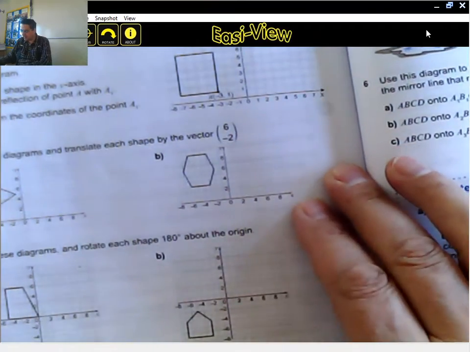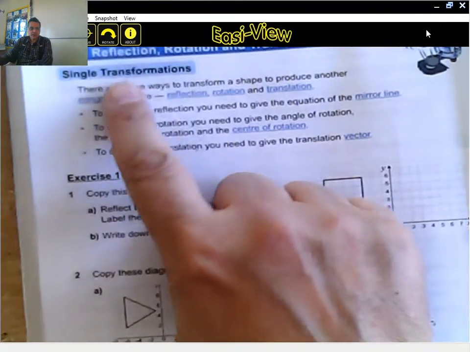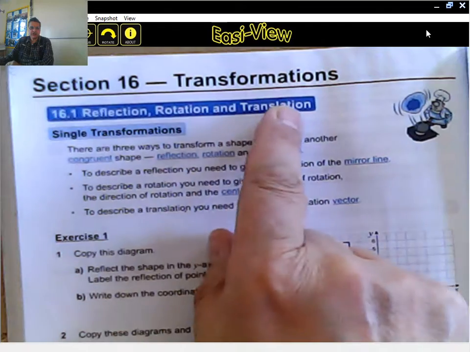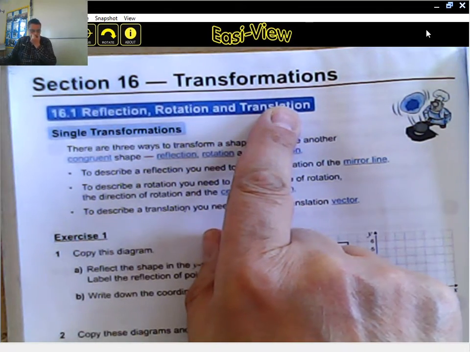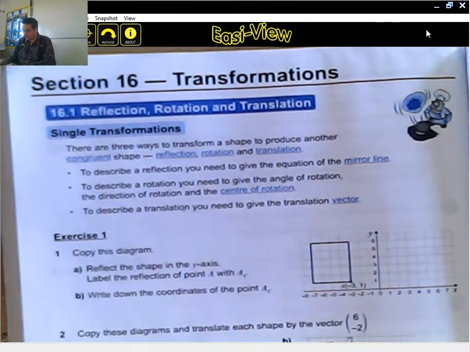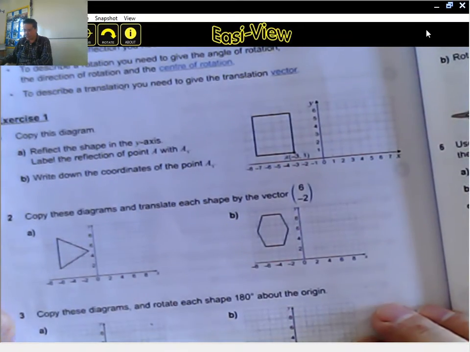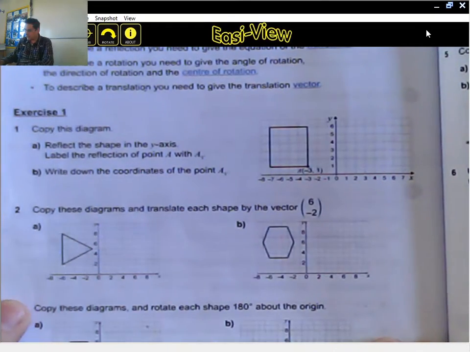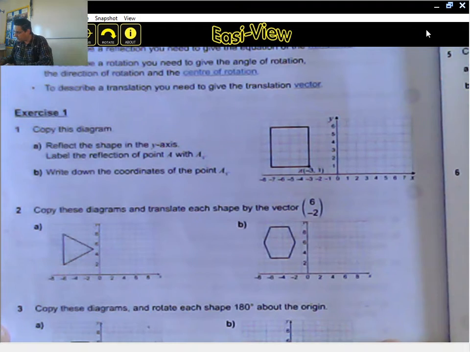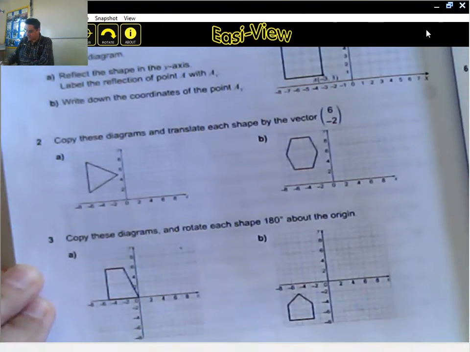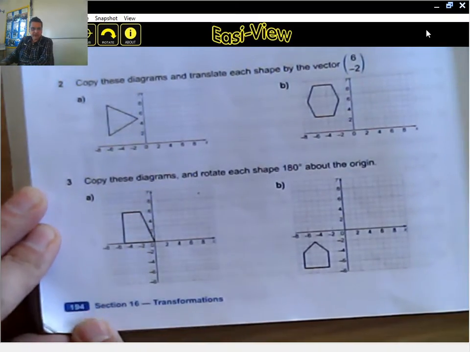Okay, and here's the boring bits. You may remember vectors. Let's have a look. We've got reflection, rotation, translation, and the last one is enlargements, all done in year 8, but this goes a little bit further. Just as a quick reminder how this works, question 1, 2, 3, 4, 5 need doing on exercise 1, page 194, okay, as per that.